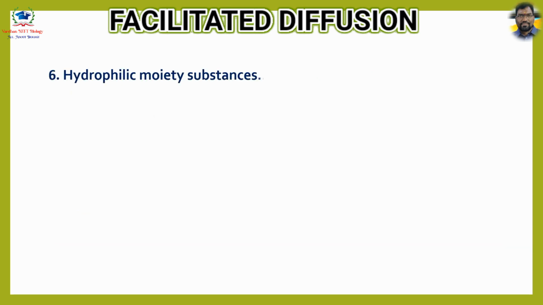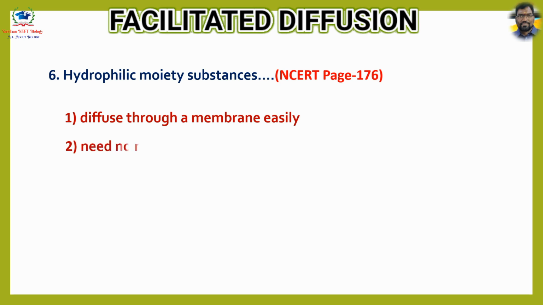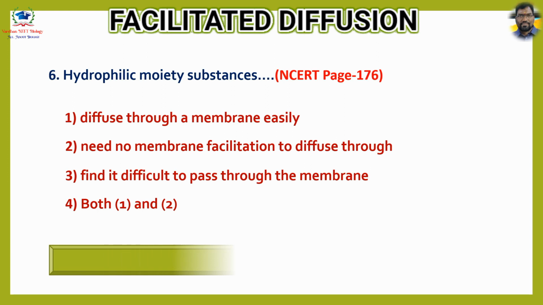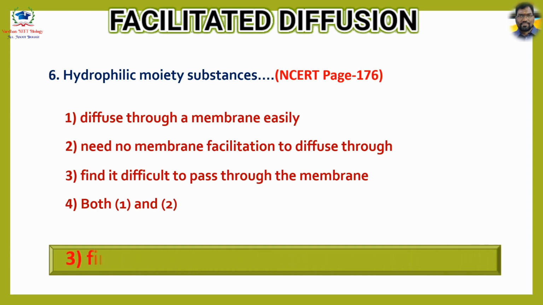Question number 6. Hydrophilic moiety substances. Options are 1. Diffuse through a membrane easily, 2. Need no membrane facilitation to diffuse through, 3. Find it difficult to pass through the membrane, 4. Both 1 and 2. The answer is option 3. Find it difficult to pass through the membrane.